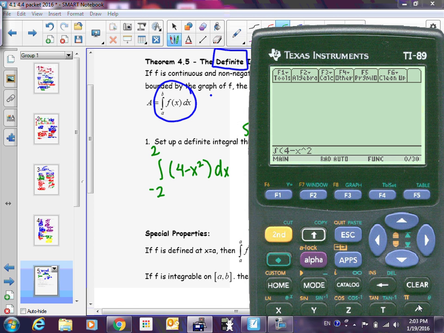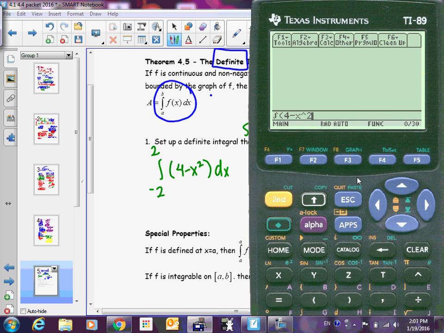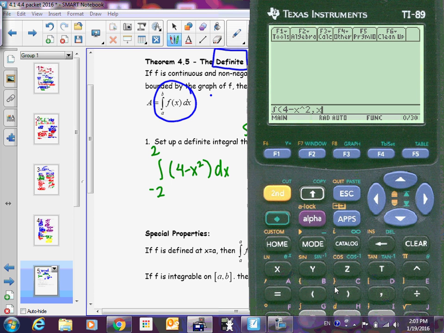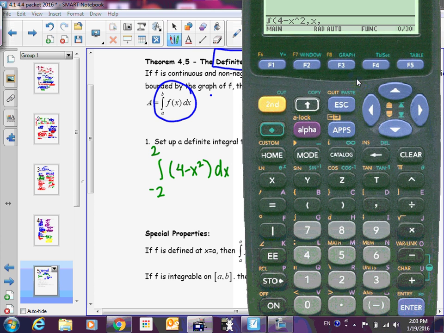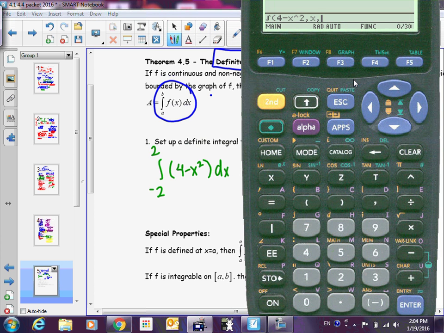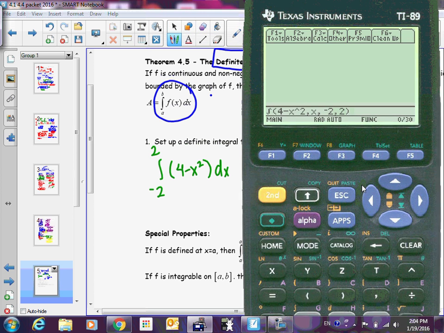Do y'all remember what comes next with this kind of stuff? Comma x. Yeah, so remember, comma x. And last week we closed the parentheses and it just found the actual antiderivative expression. We're trying to take it further here. So we're going to do comma -2, comma 2. Notice the order that I went with that. I started with the left bound and then I went to the right bound. The lower, then the upper.